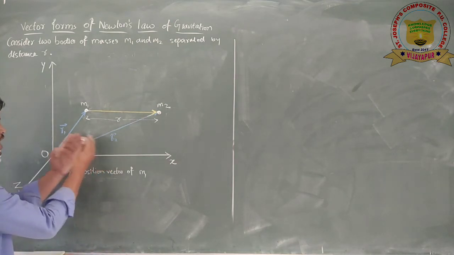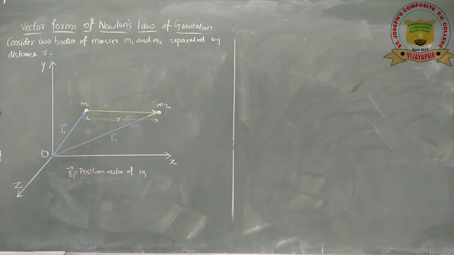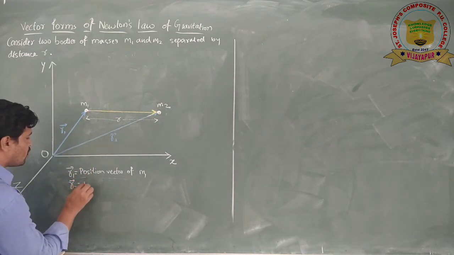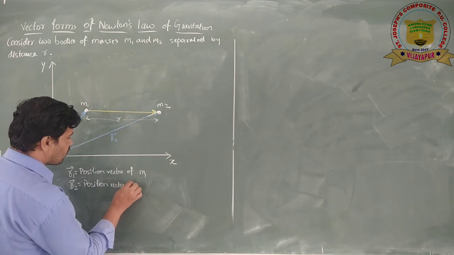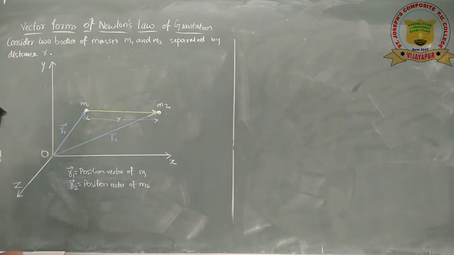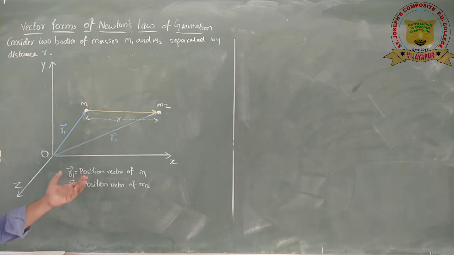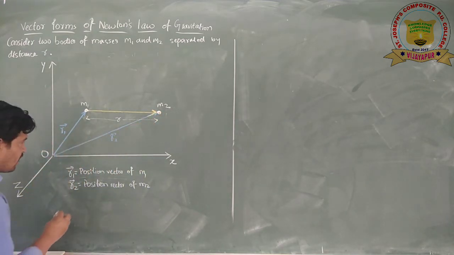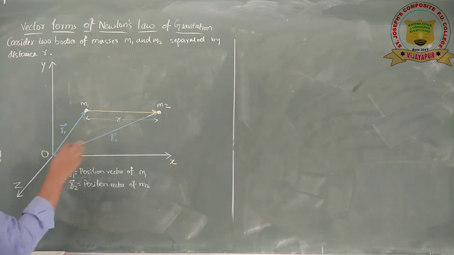So these position vectors r2 and r1 both have magnitude along with their direction. Here r2 is the position vector of m2. You already know about vectors, right? The length of this line represents the magnitude of the vector, and this arrow mark represents the direction of that vector.